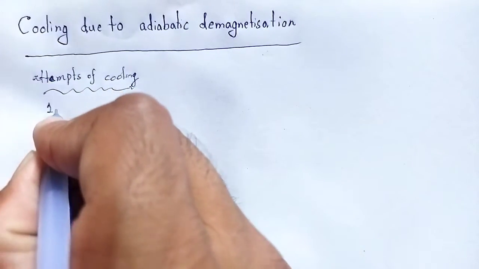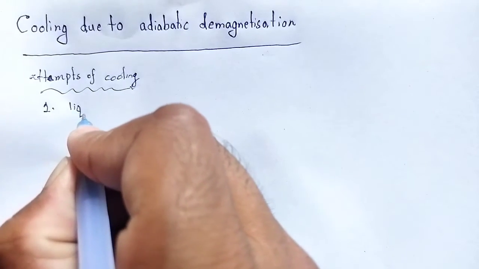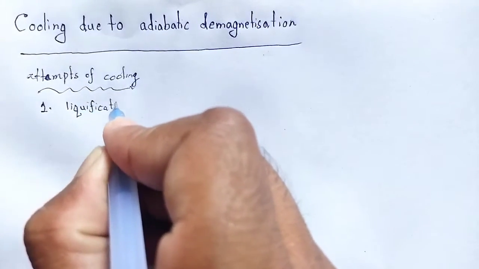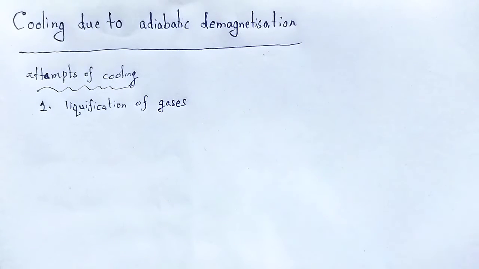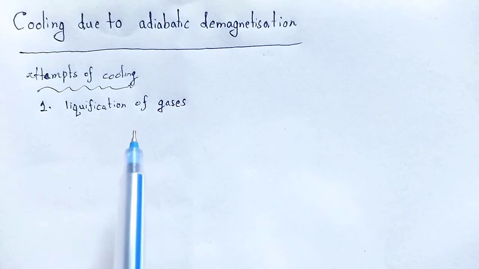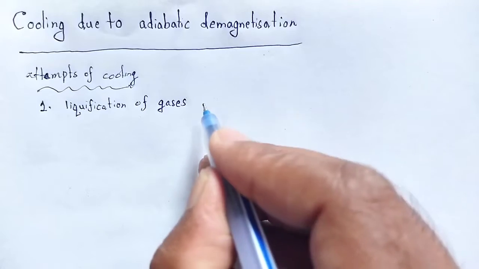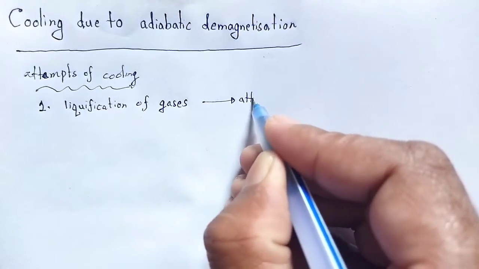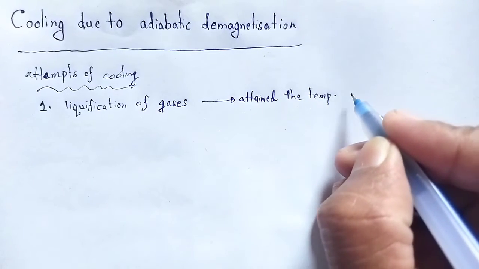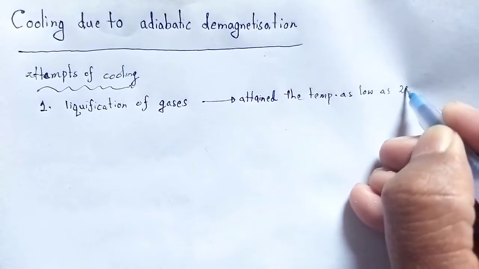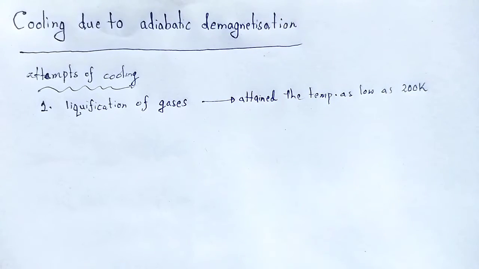First attempt, liquefaction of gases. What is liquefaction of gases? A temperature as low as 200 Kelvin could be attained. This is the liquefaction of gas, which means we have to attain the temperature as low as 200 Kelvin. This is one attempt at cooling.